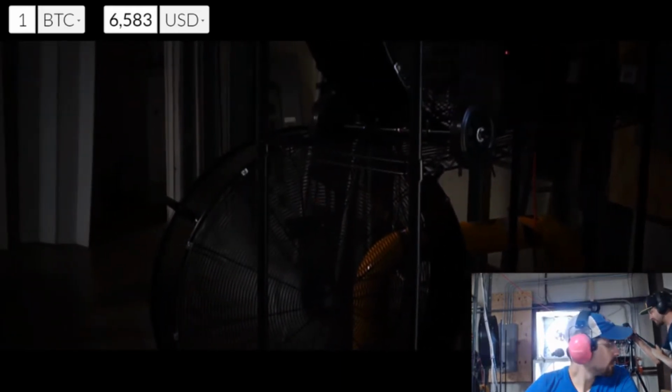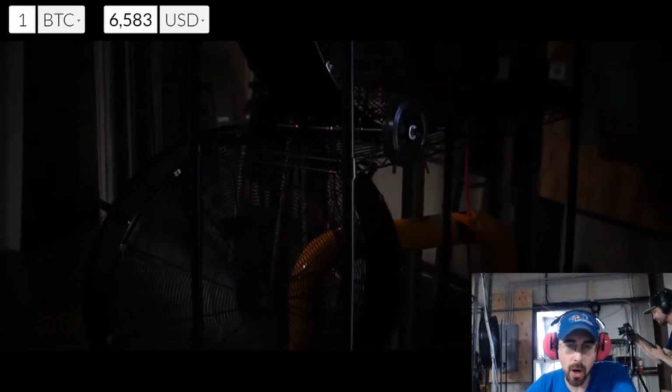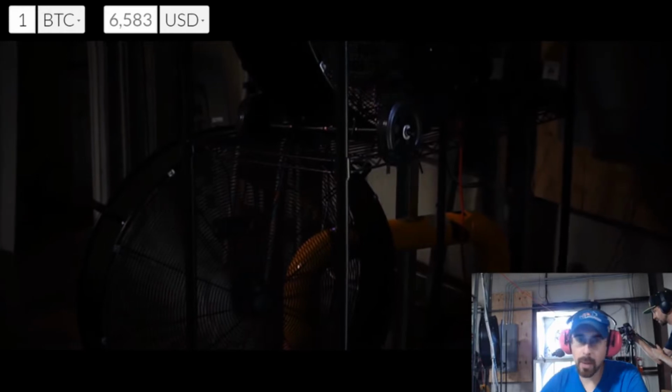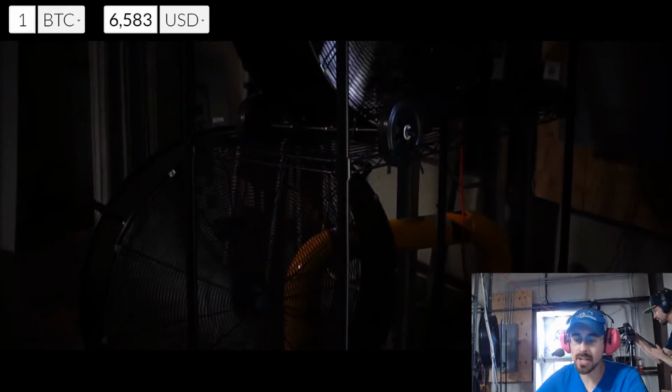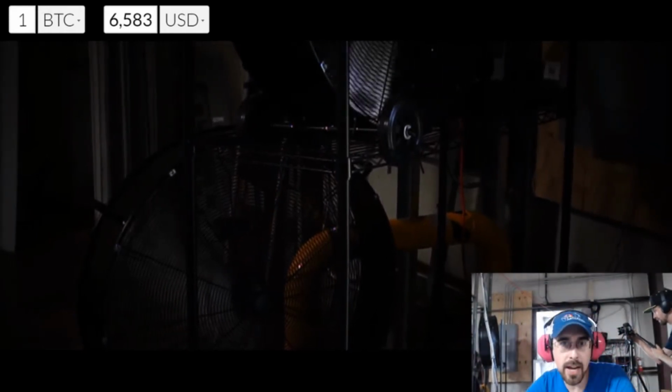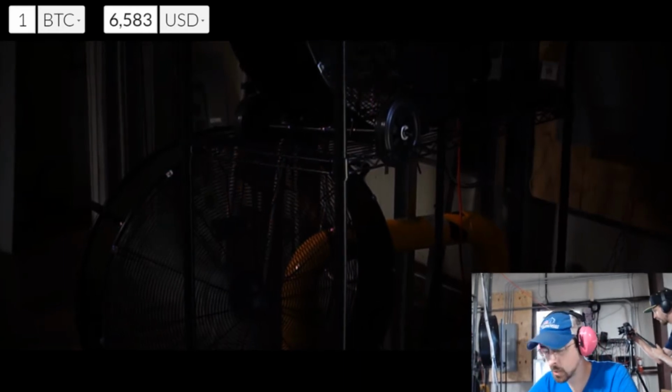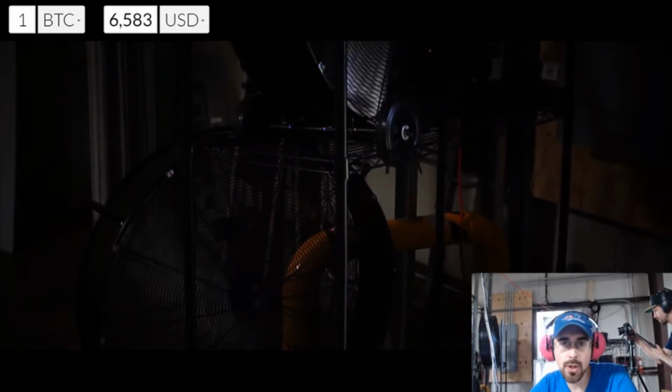I don't know where to fix this thing. Zoom, shutter, autofocus, maybe. Something, some stupid autofocus.